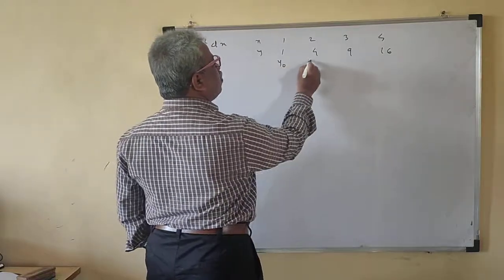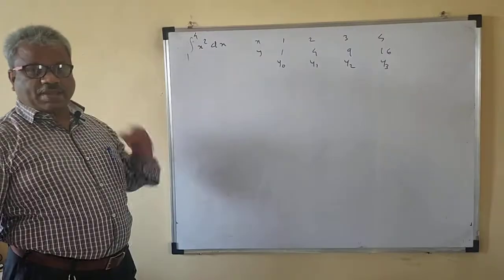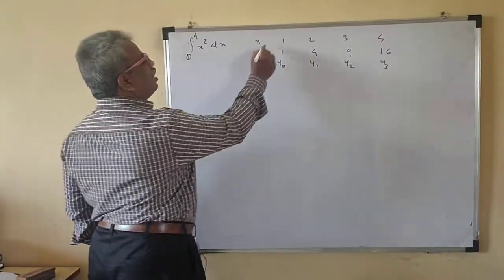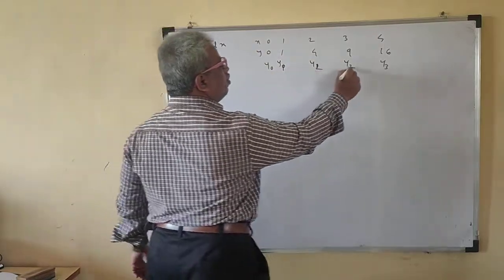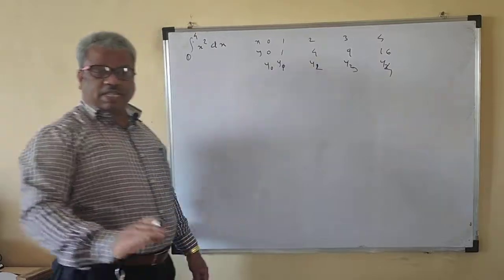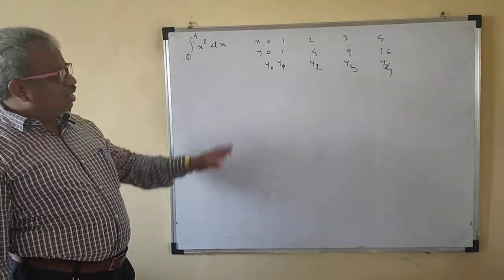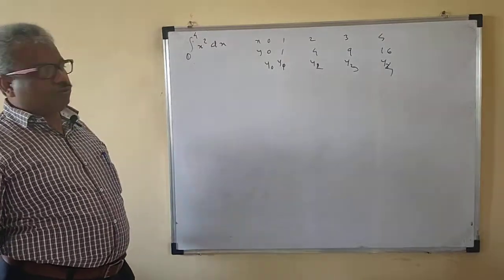Now this is very important, y1, y2 and y3. Here also we could apply Simpson's 3/8 rule. Suppose this starts from 0, then this will be 0. This will be your y0, then y1, y2, y3, y4. Here you cannot apply Simpson's 3/8 rule, but you can apply the trapezoidal rule and Simpson's 1/3 rule.